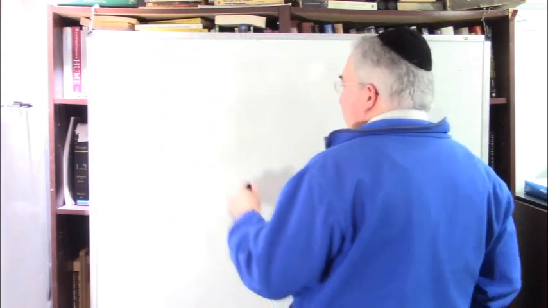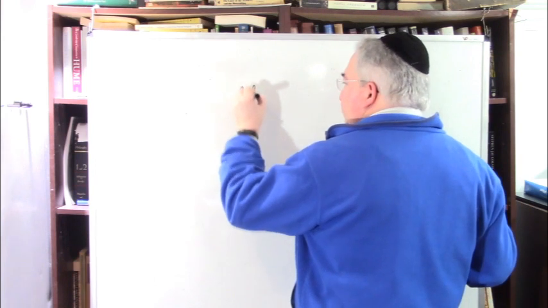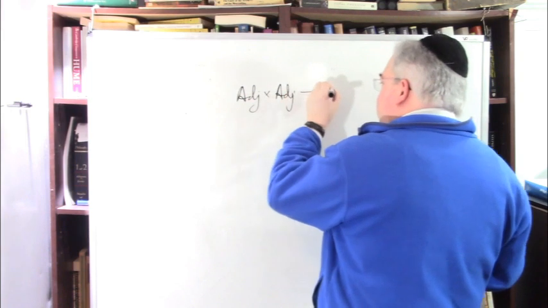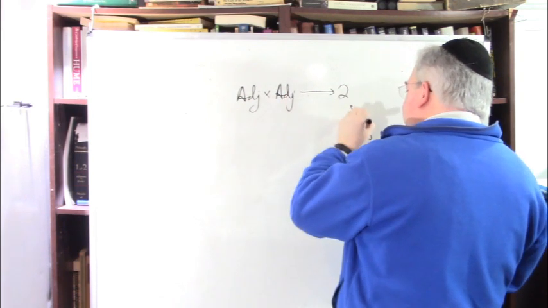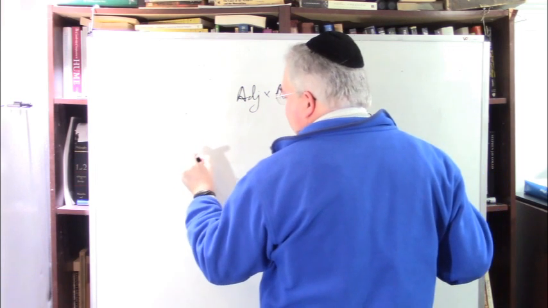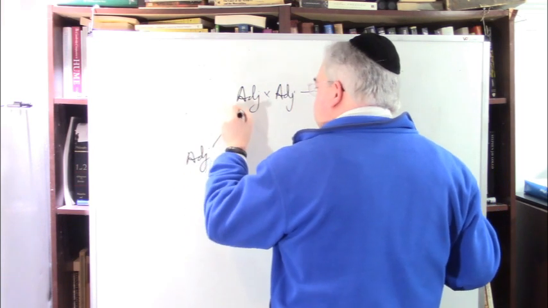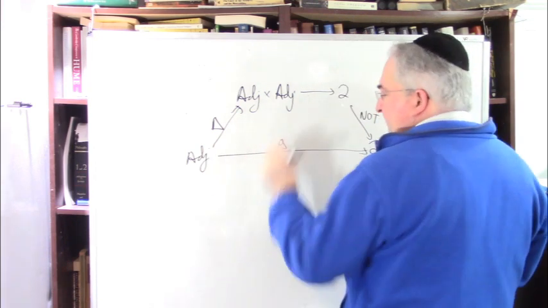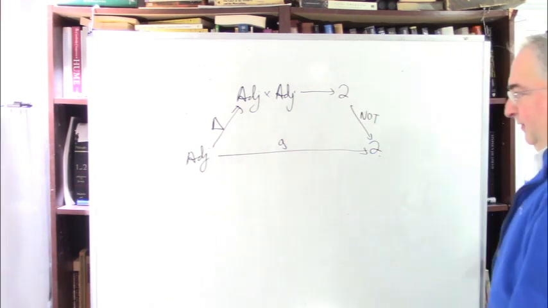Okay, and so what do we have? We have adjectives cross adjectives to 2. We have that not map again to 2. We have adjectives, we have the diagonal map, we have G. And it gets simpler.